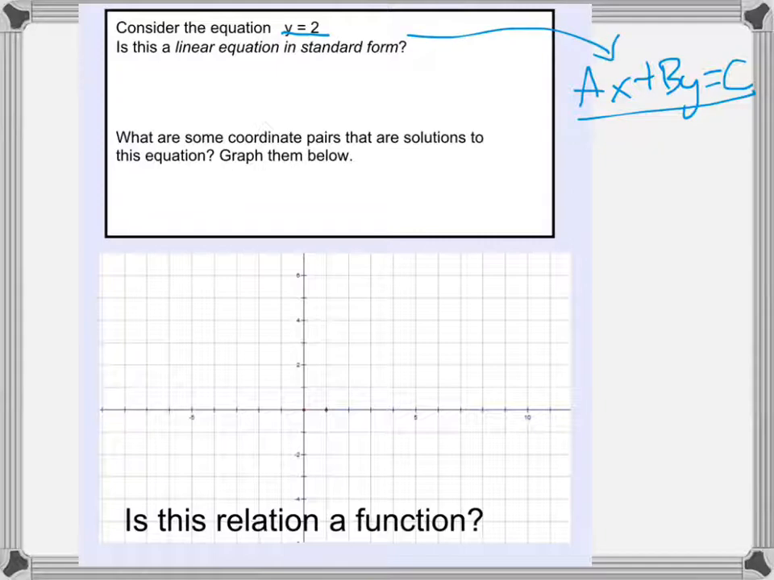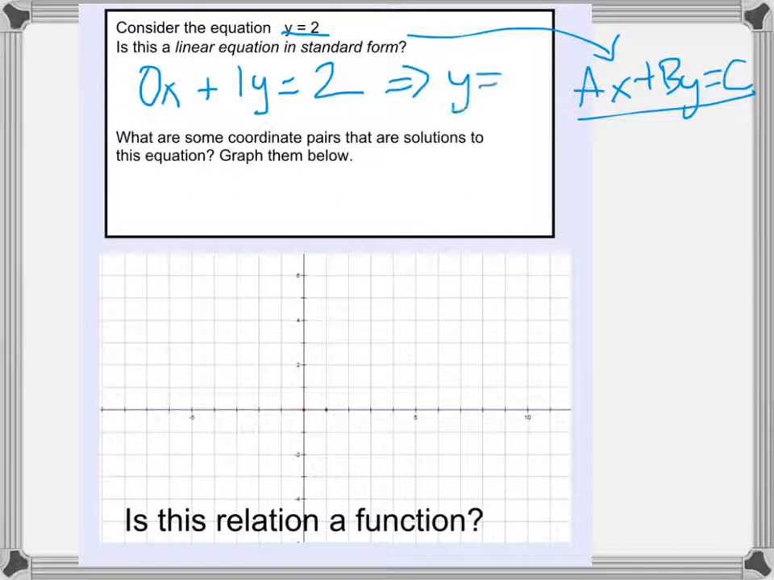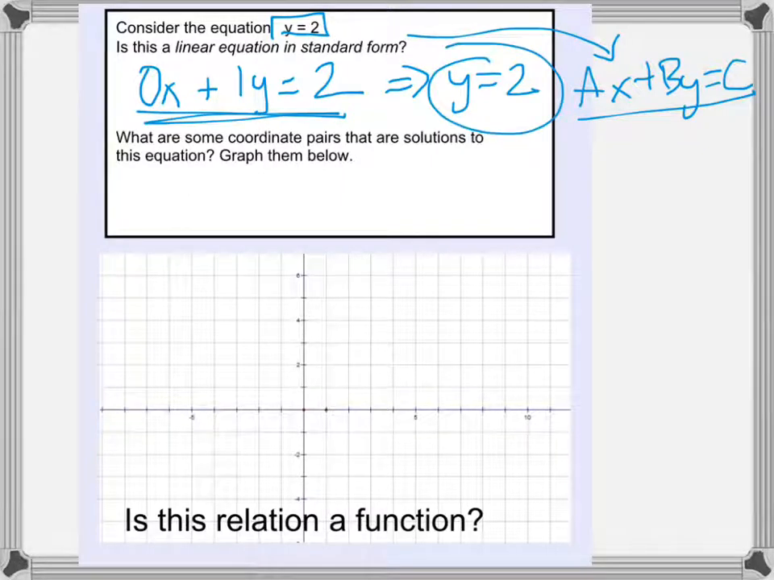The answer is yes, you can, because I can write 0x plus 1y equals 2. That's another way of writing y equals 2, because 0x is 0 and 1 times y is y, so this is equivalent to y equals 2. We don't really want to write it this way, but we can consider this a linear equation in standard form. Then we ask ourselves, what are some coordinate pairs that are solutions to this equation?